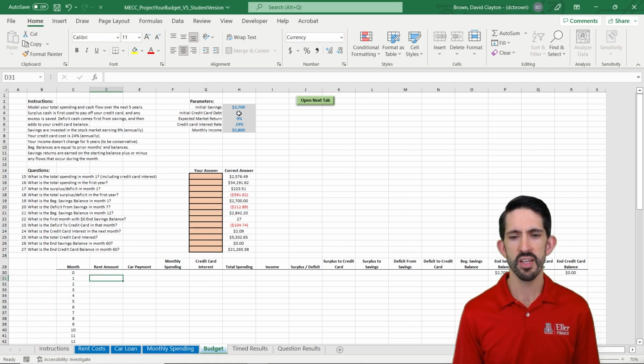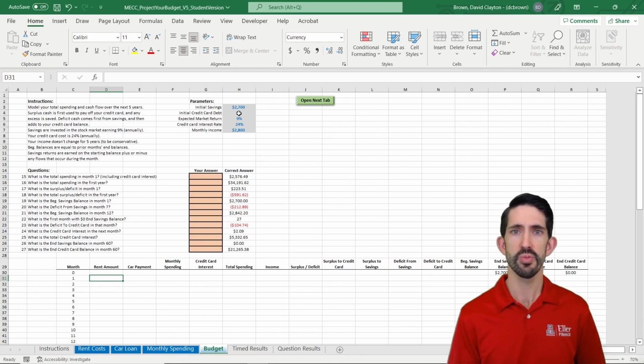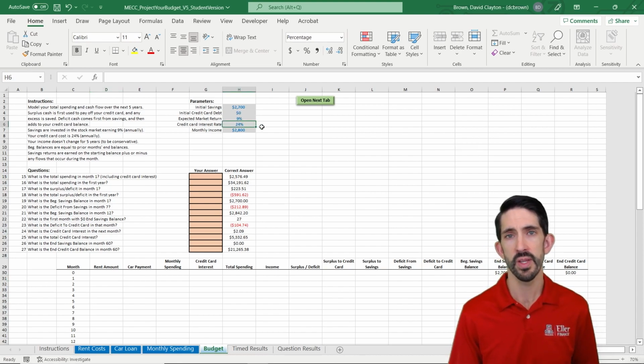And we're going to keep track of how much we spent across those other tabs. We're going to pull that data in. And then we're also going to calculate how much we have over or under that gets added to or subtracted from savings. If we run out of savings, well, then we're going to have to put things on our credit card and we're going to start to accrue interest. The interest is going to accrue at an interest rate of 24% annually.